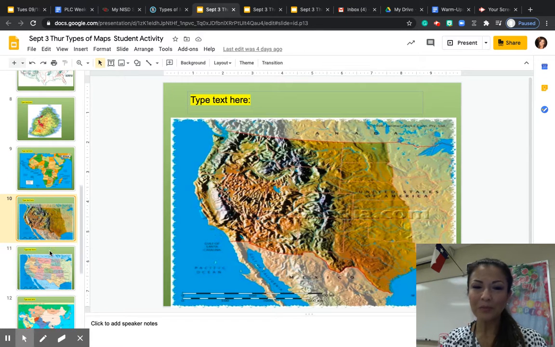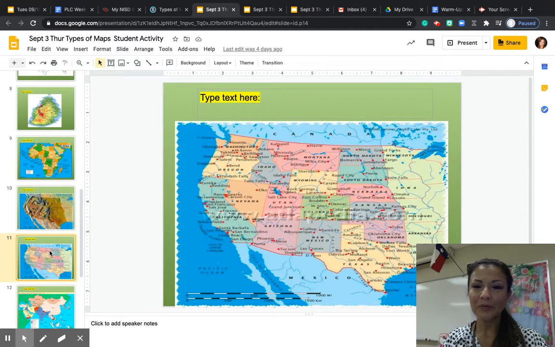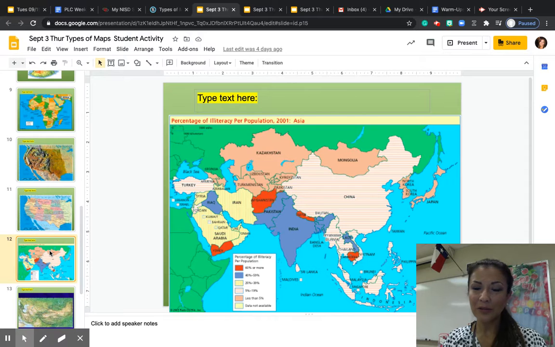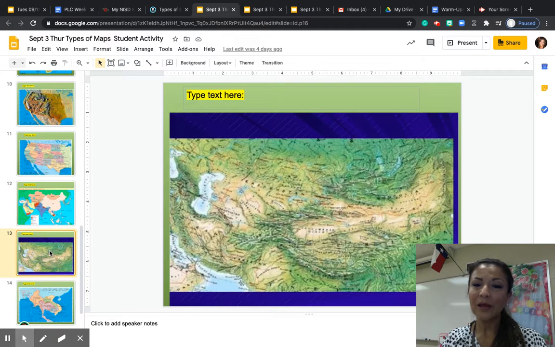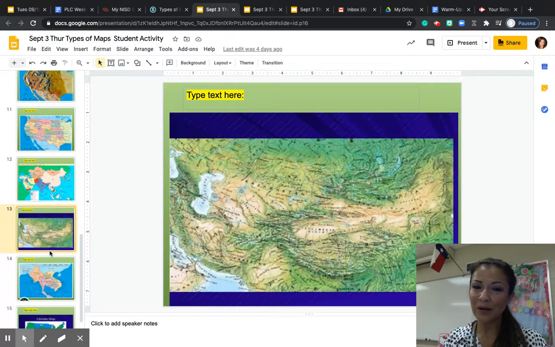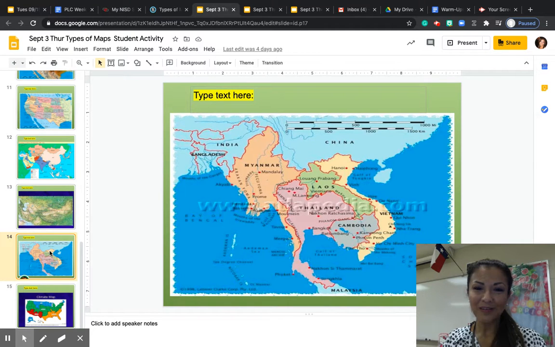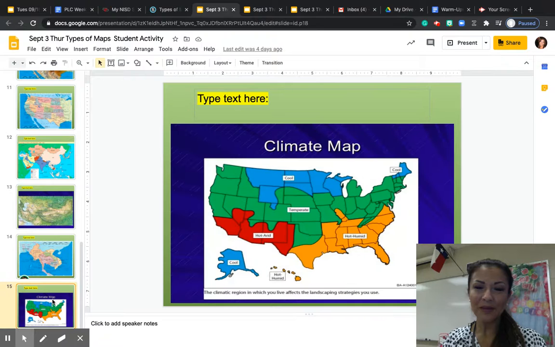Same thing here. No title. There is a title here. No title. So this map can be a little tricky, right? It can be. But if you use your skills, you'll be able to figure it out. No title. And this one kind of gives you the idea of what this map is.